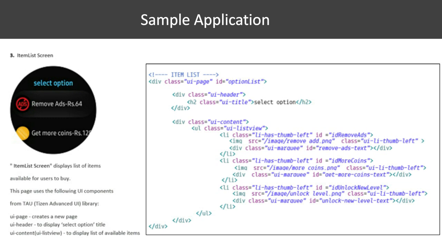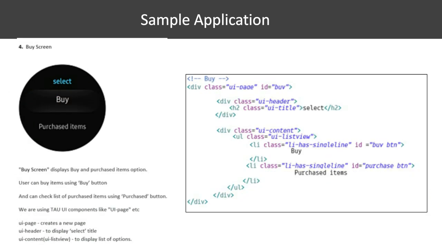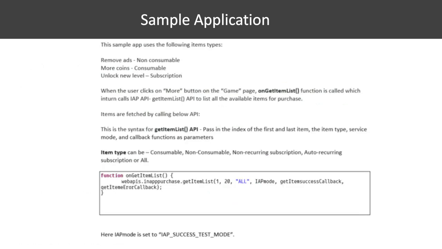And the next button also has a list view with two options, either buy or purchased items. When the user clicks on the buy button, that's where the actual purchase logic happens. Remove ads is the non-consumable item that we're using for this sample. More coins is a consumable item, because once the user has used a coin it is consumed, and it cannot be repurchased. You can only purchase a different coin. And unlock new level is an example for subscription.